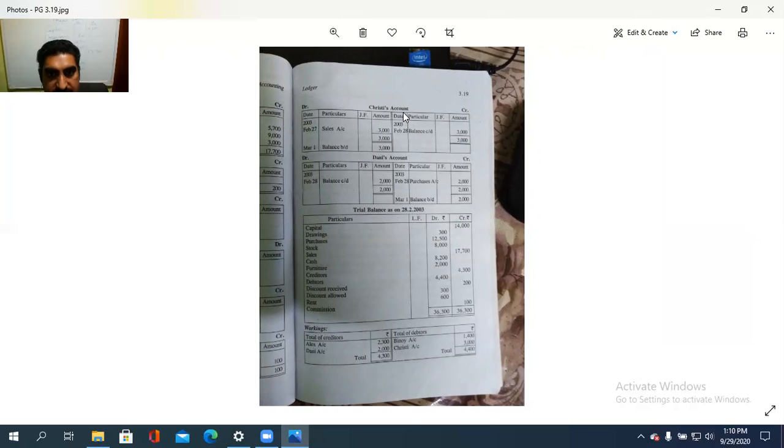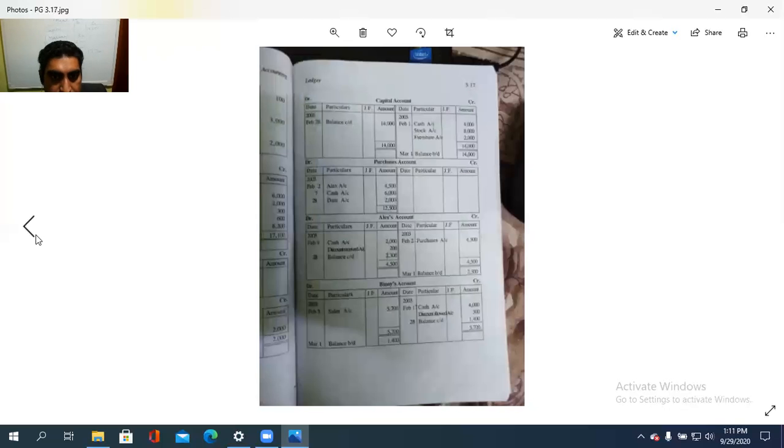Then Christie's account. Christie debtor to sales is 3,000. So the balance carried is 3,000, that comes on the debit side. Then Alex's account, if we are taking Alex's account, see the balance. Purchase account credit to Alex 4,500. Cash account debit, discount received account debit is there. So Alex debit to cash and discount received 2,200.